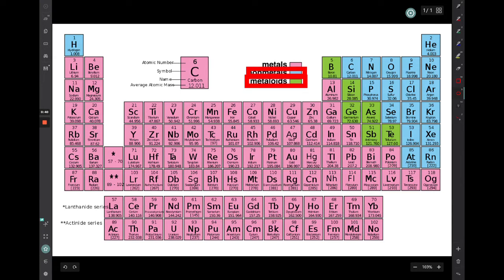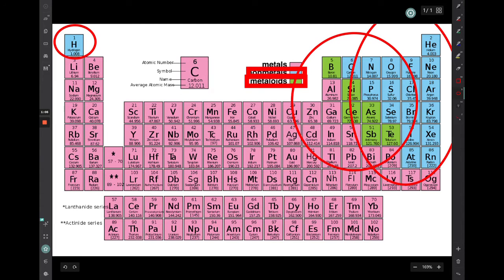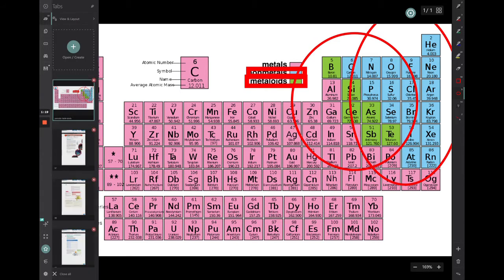So notice how they are organized. For the most part, you will see that all of the nonmetals are over here on the right-hand side of your periodic table. There is one exception. Hydrogen is its own little category, but it is a nonmetal, and it's stuck over here on the left by itself. And then you will also notice that you have the green metalloids that are sort of here in the center between the metals and the nonmetals. So our periodic table is broken into three groups. The pink are the metals, the green are the metalloids, and then the blue are the nonmetals. And that's what we're going to be looking at today.